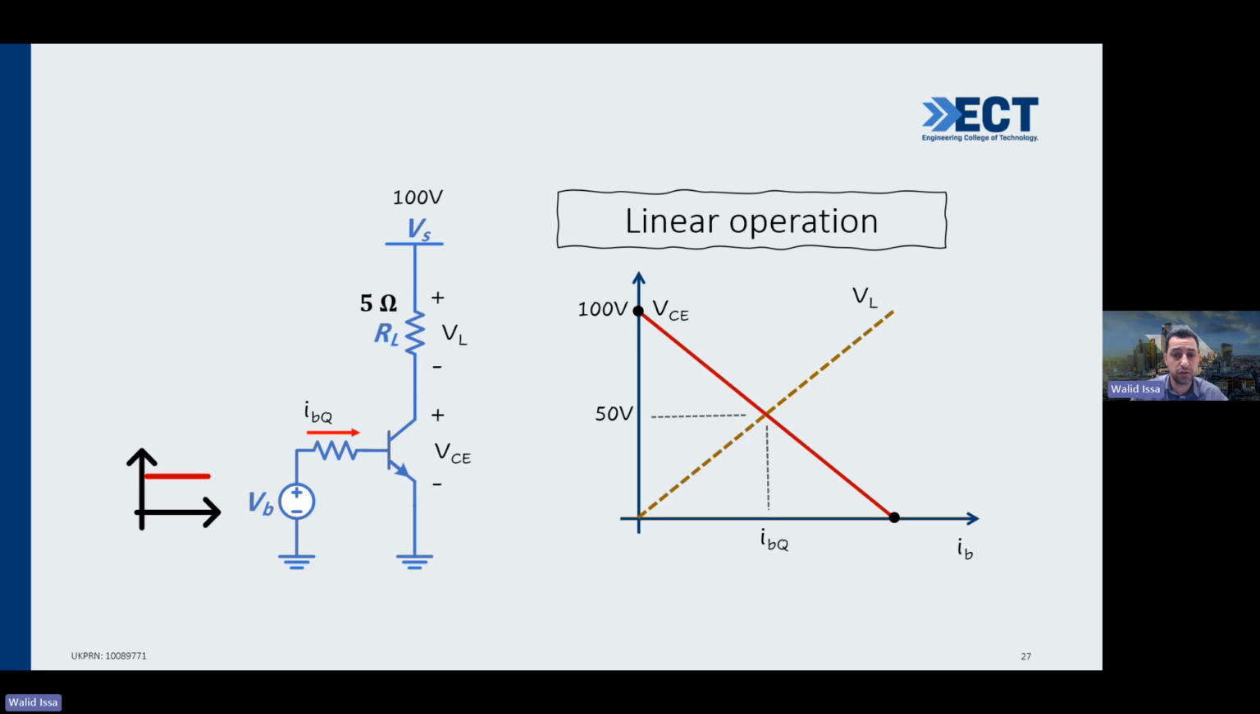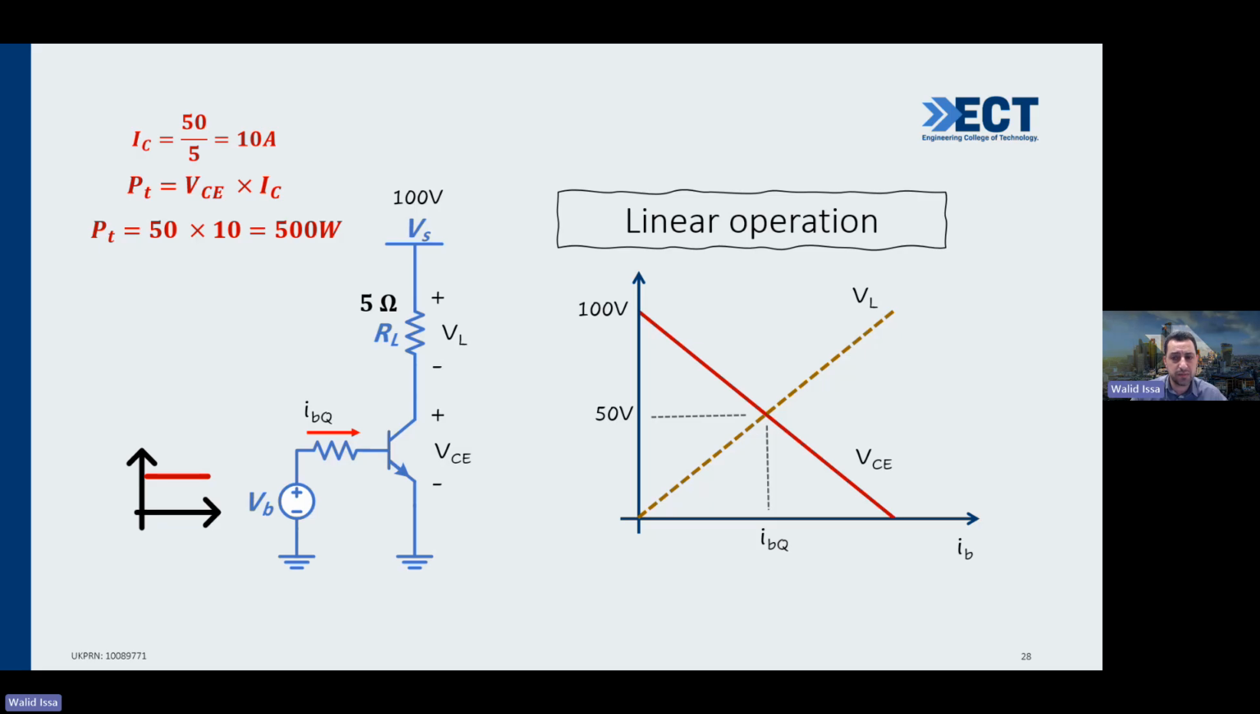So, for example, if I want to change my speed to be 50%, I have to put 50 volt on my machine or my heater here, and that by putting a current into the base of about IBQ according to this graph. What about the power dissipation?